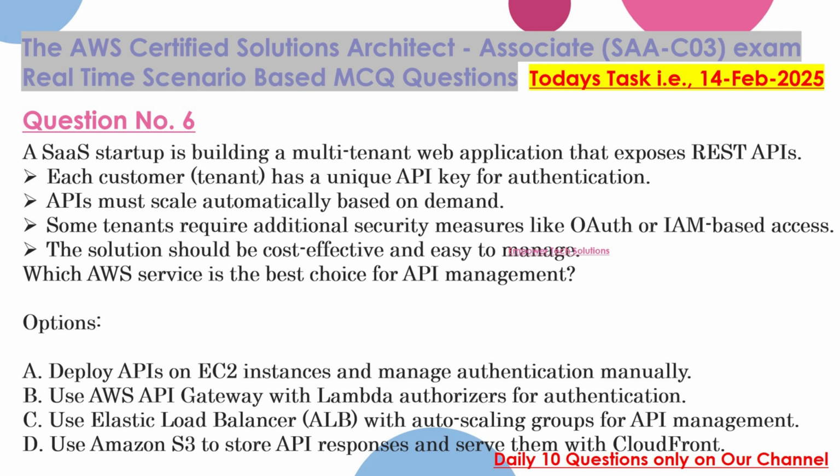Options: A. Deploy APIs on EC2 instances and manage authentication manually. B. Use AWS API Gateway with Lambda authorizers for authentication. C. Use Elastic Load Balancer, ALB, with auto-scaling groups for API management. D. Use Amazon S3 to store API responses and serve them with CloudFront.